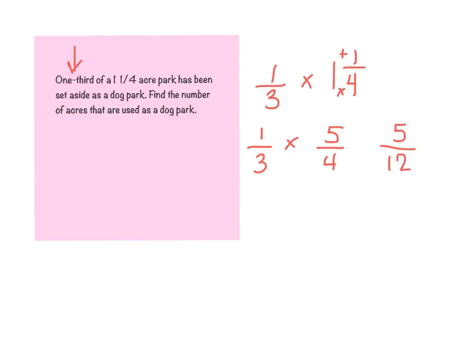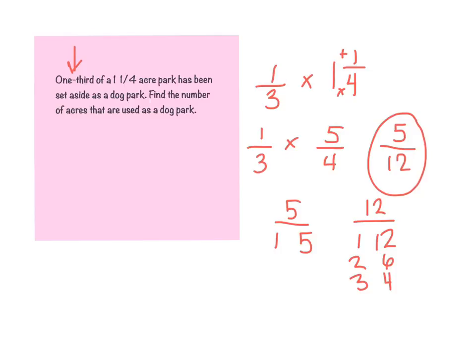And now I have to think to myself if there's anything I can do to simplify this fraction. First of all, my numerator is smaller than my denominator, so I do not need to divide my numerator by my denominator. And if I think about my factors of 5, my factors of 5 are 1 and 5. And 5 does not go into 12. My factors of 12 are 1 and 12, 2 and 6, 3 and 4. They have nothing in common. So it is simplified, 5/12.